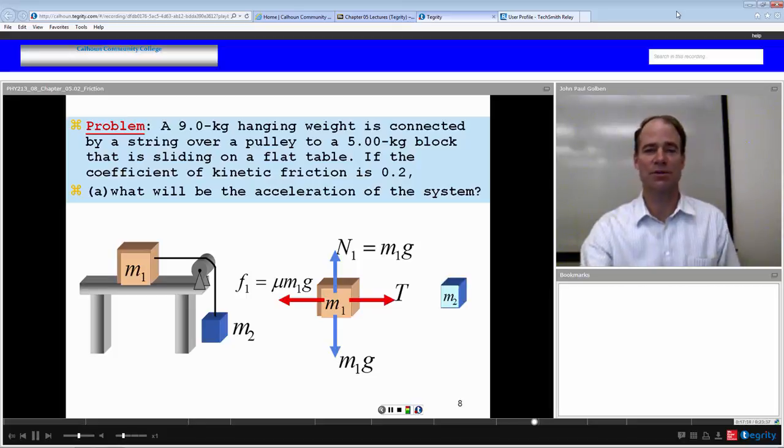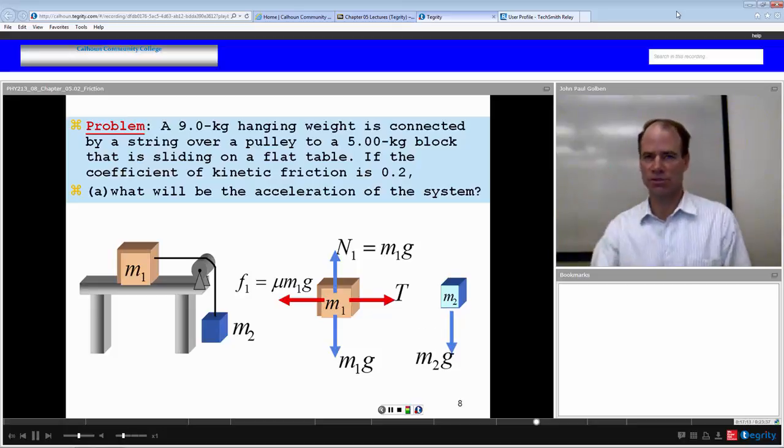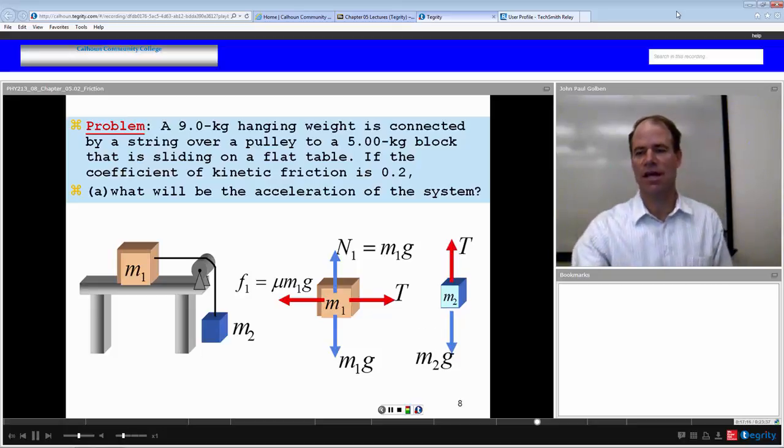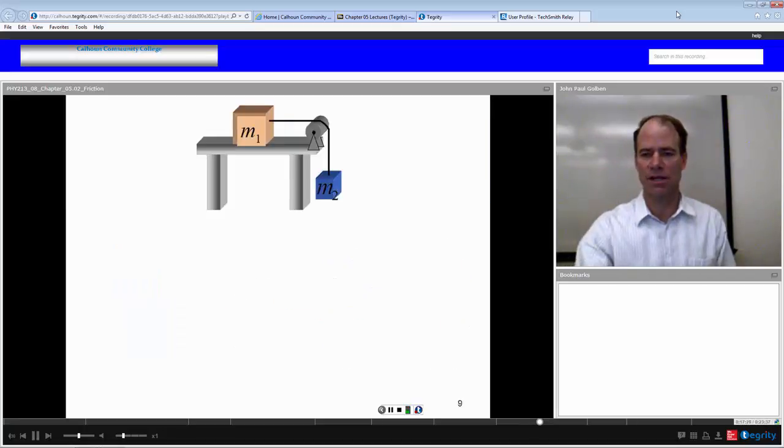On mass 2, there's only two forces acting on it. We have gravity, m2g, down towards the center of the earth, and we have the tension of the cord going up, and it manages to accelerate down as mass 1 accelerates to the right.